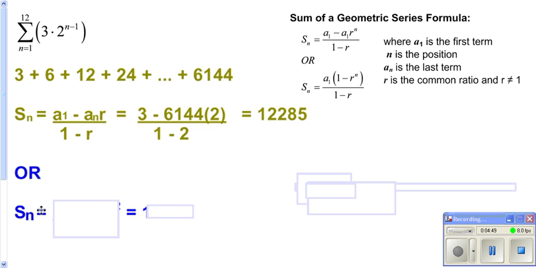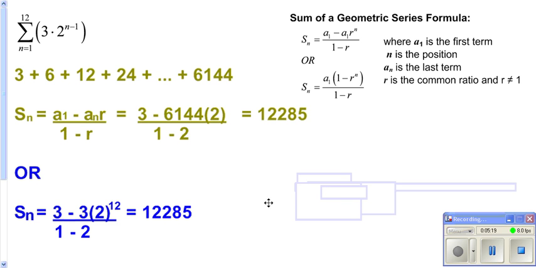Now, you could have used that other formula. If you had used this formula here, you would have put in your first term for the a sub 1, which is a 3. You're multiplying by 2 each time, so your ratio is 2. We had a total of 12 terms. Remember, with summation notation, to figure out how many terms, you take the top number minus the bottom number and then add 1. And so that's what our n is. And so whichever one you use, you're going to get the same answer.